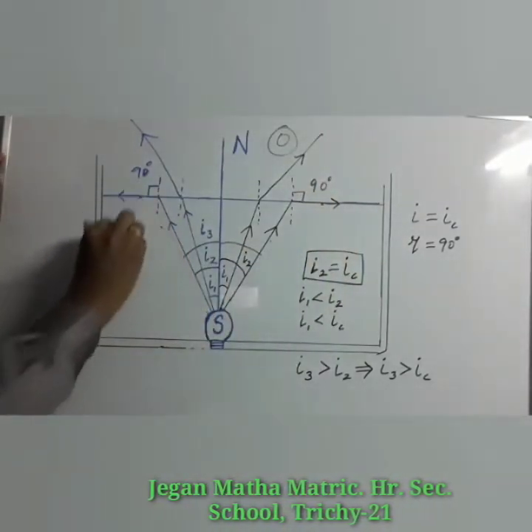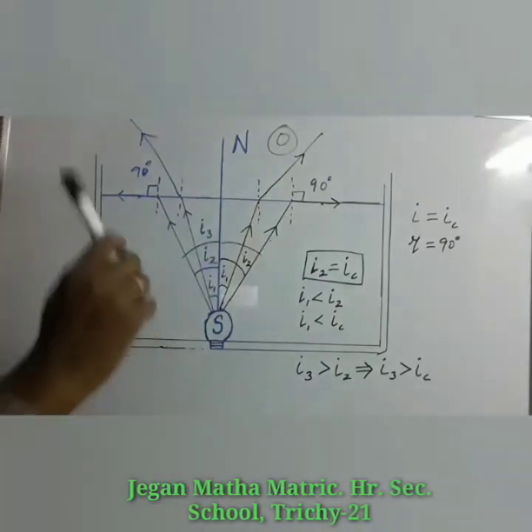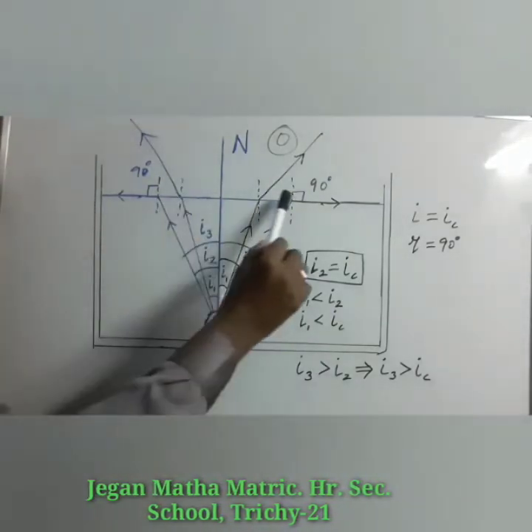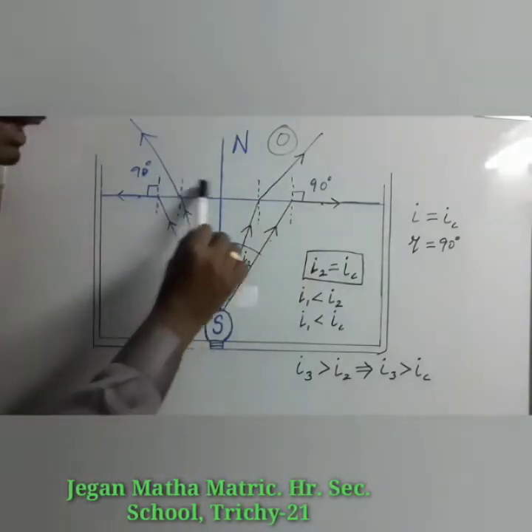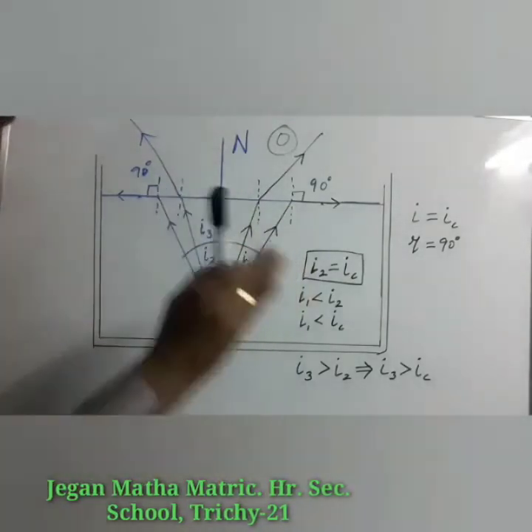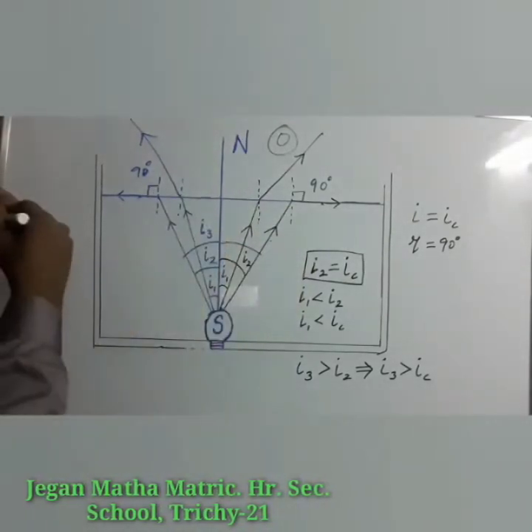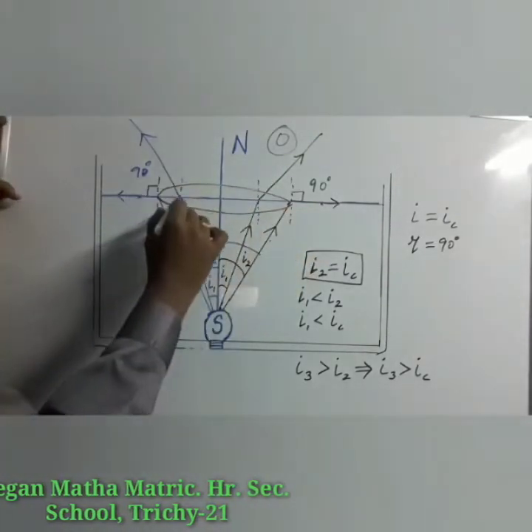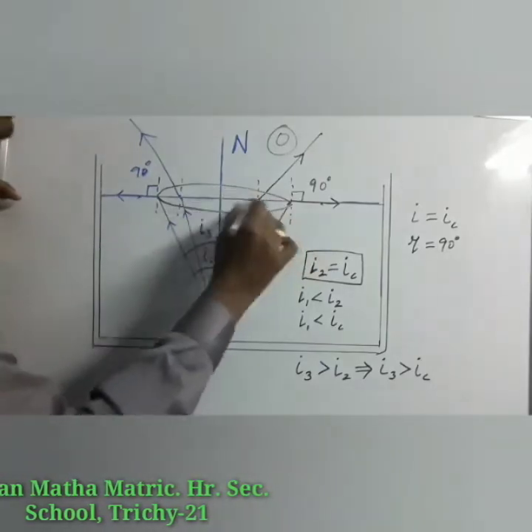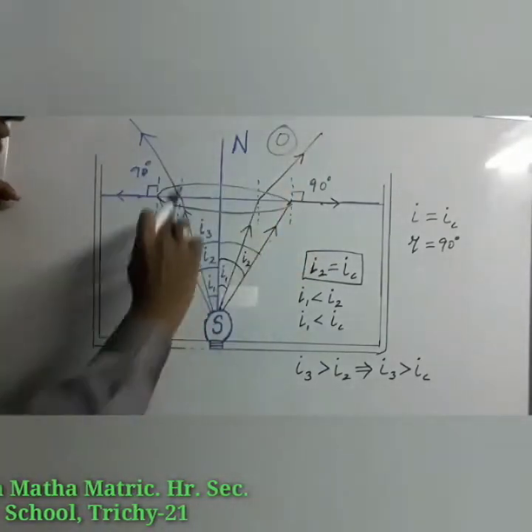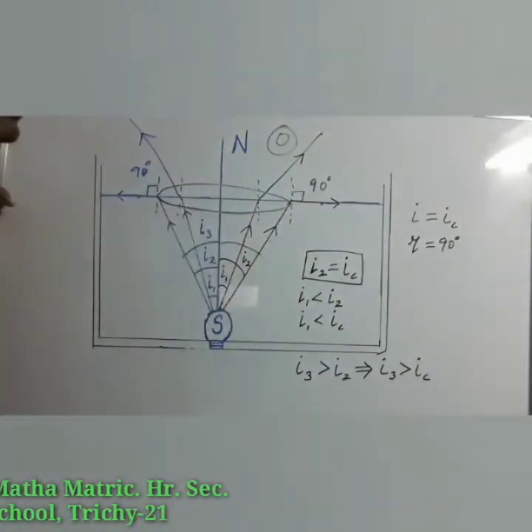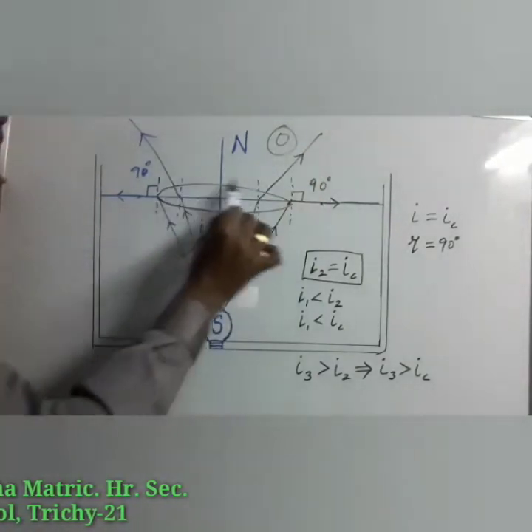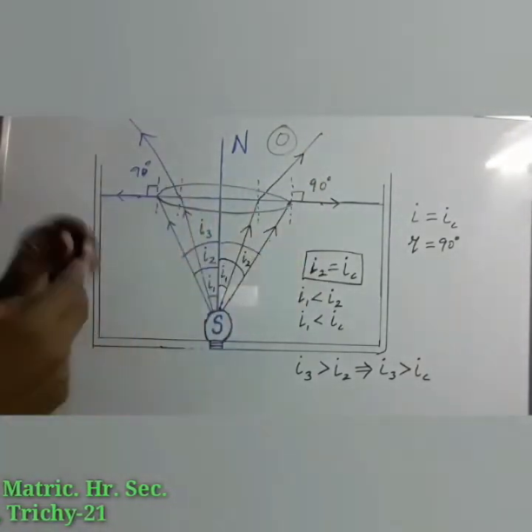So the observer can see the light rays which are within these regions, because those light rays make an angle less than the critical angle. So only this surface is visible to the observer. That circular surface is known as Snell's window. So the observer can see the illuminated circular surface.